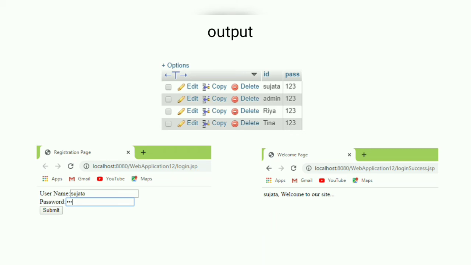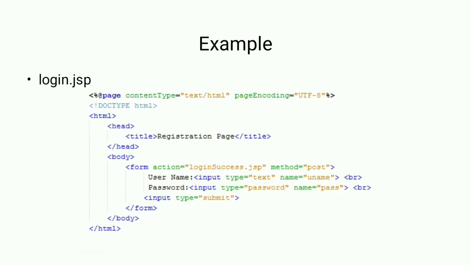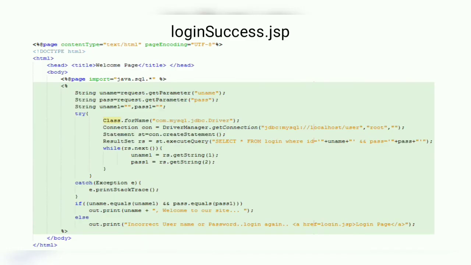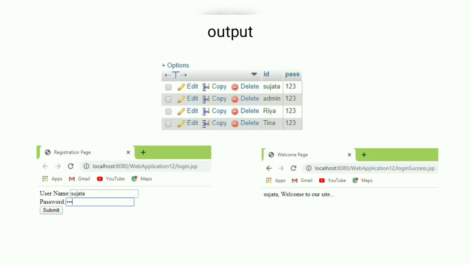Whenever you execute this login.jsp file, you will get the first input asking for username and password. For example, here I am entering a username and password and clicking on the submit button. Then I will be redirected to the next page, which is loginsuccess.jsp, and the output will be "Sujata, welcome to our site". So this is the basic example of a JSP page in which we have used database connectivity.